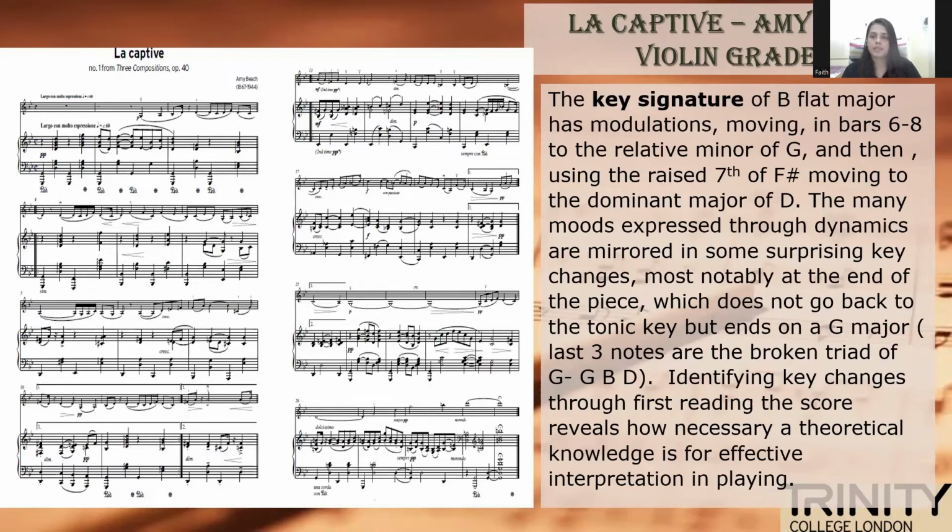The many moods expressed through dynamics are mirrored in some surprising key changes. Most notably at the end of the piece, which doesn't go back to the tonic key of B flat major, but ends on G major, the last 3 notes are the broken triad or the arpeggio of G. Identifying key changes through the first reading of the score reveals how necessary a theoretical knowledge is for effective interpretation of playing.